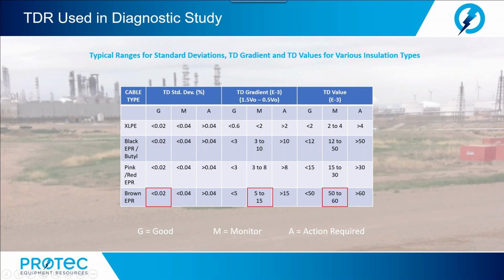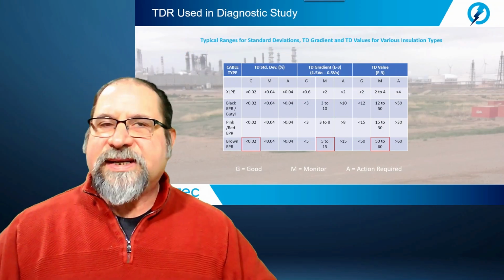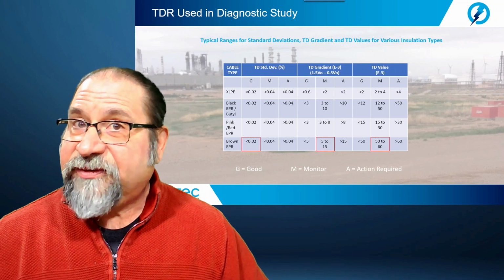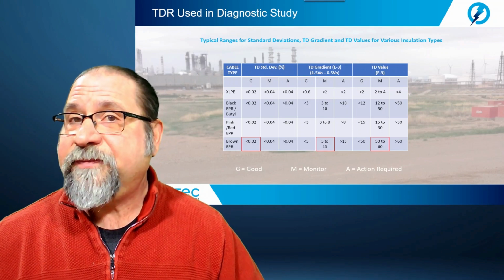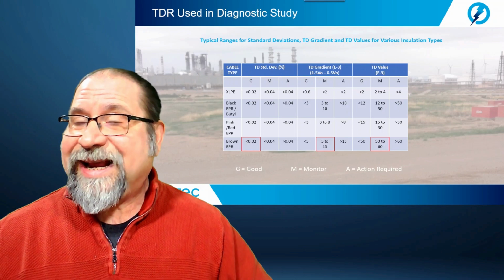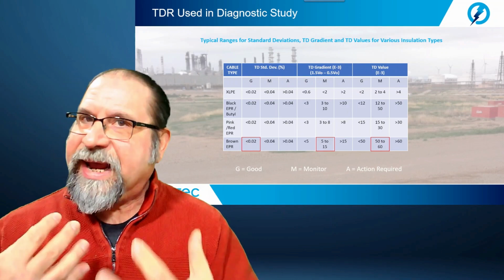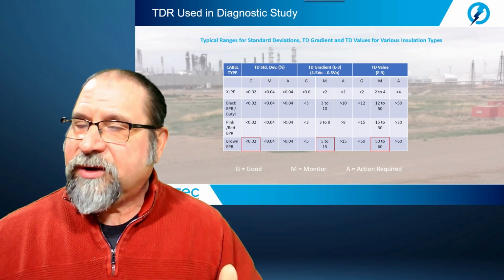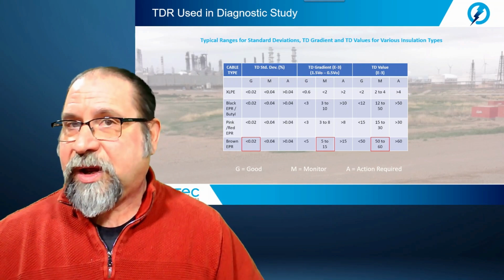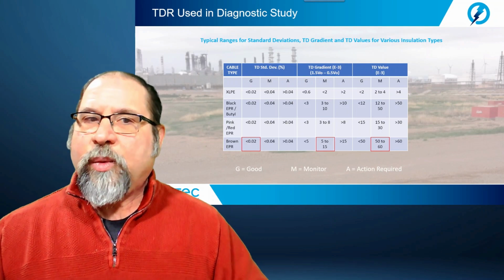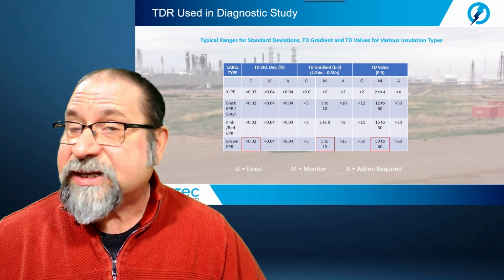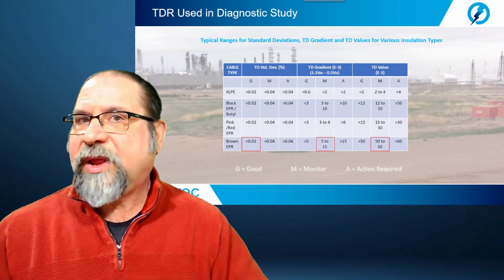So, what we were able to conclude was through the use of the TDR, we were able to identify the nature of the contamination. We were also able to get a distance of where the main damage had occurred. And by replacing that 400-foot section that went underneath the railroad tracks, we were able to increase the performance of the cable circuit as a whole, making it more reliable.